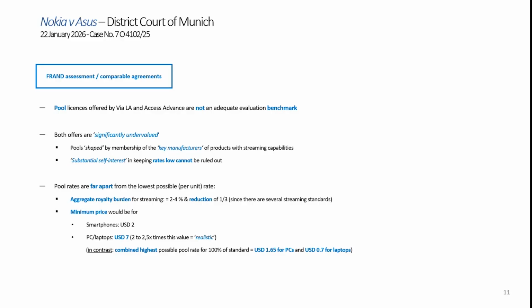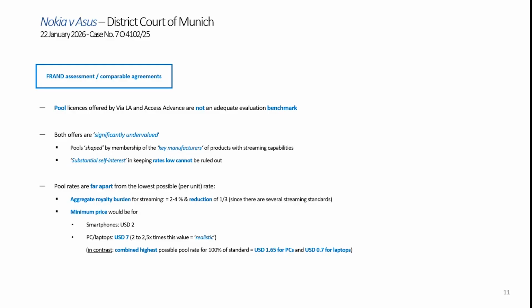A very big discussion was then whether there are other comparables except for the agreements that Nokia has signed. And particularly here, the question of whether pool agreements that are offered in the market by especially two specific pools in the present case are also something that needs to be considered, whether they can offer an evaluation benchmark for the individual portfolio of Nokia.